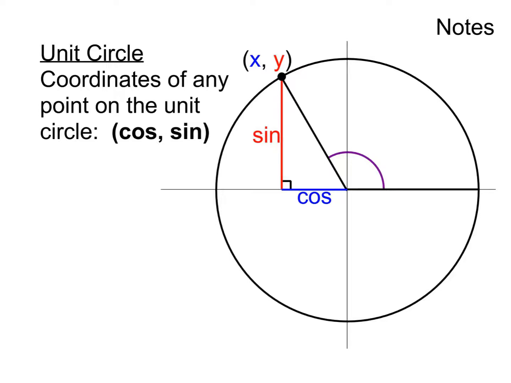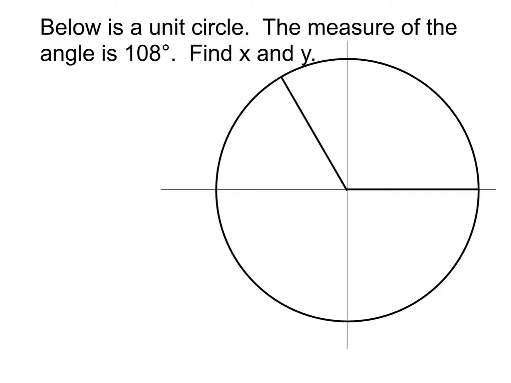And so, of course, I'm going to want to practice this idea. So, next up, I'd like you to please write down this problem. Here we have a unit circle. The angle is 108 degrees. Find X and Y.